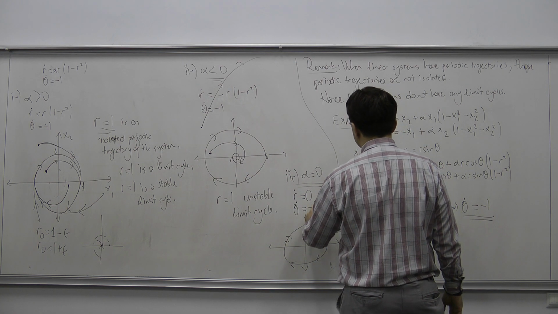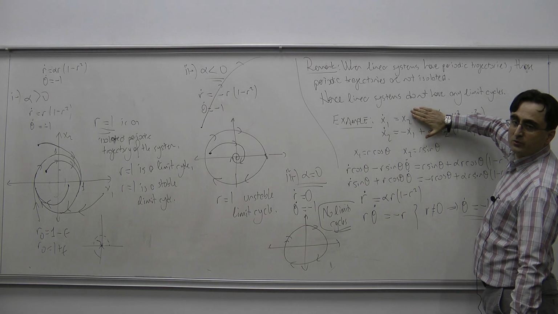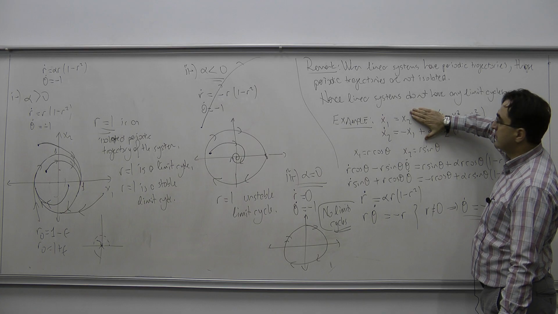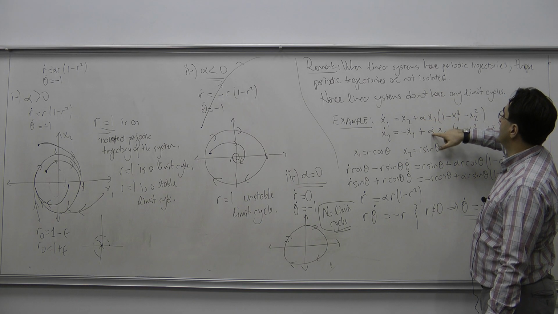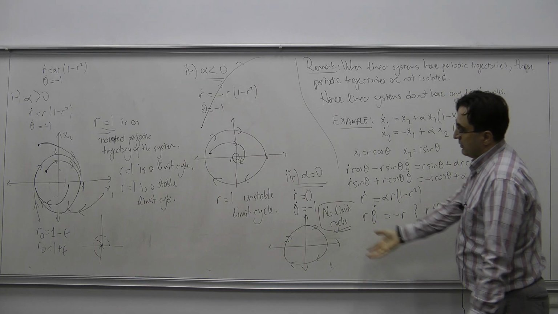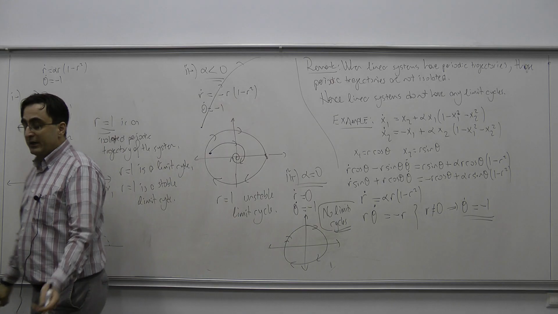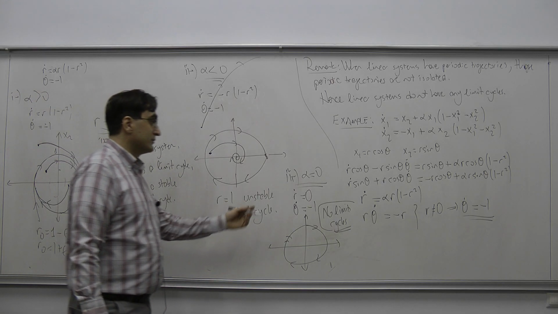Why is that? When alpha is equal to 0, the system turns into a linear system. Okay? So if alpha is equal to 0, I have a linear system. So any periodic trajectory would not be isolated, meaning that there are no limit cycles.